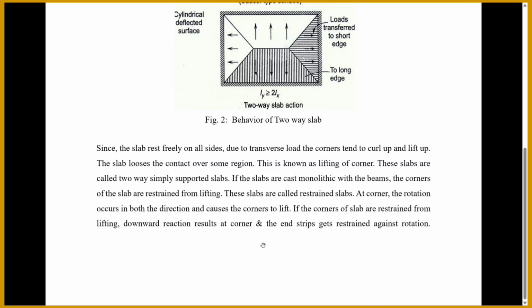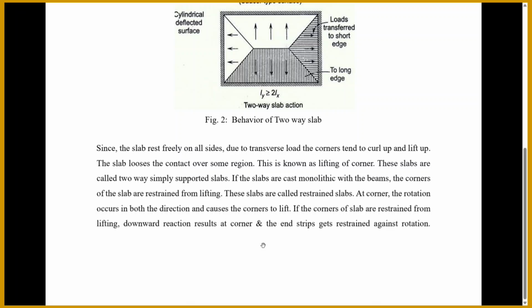This is known as the lifting contours or lifting corners. These slabs are called two-way simply supported slabs. If the slab is cast monolithic with the beam, the corners of the slab are restrained from lifting. These slabs are called restrained slabs.